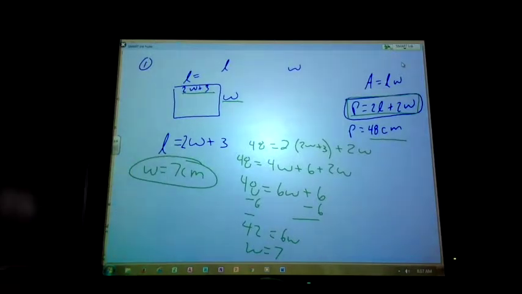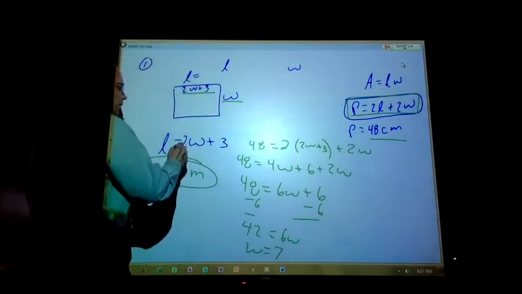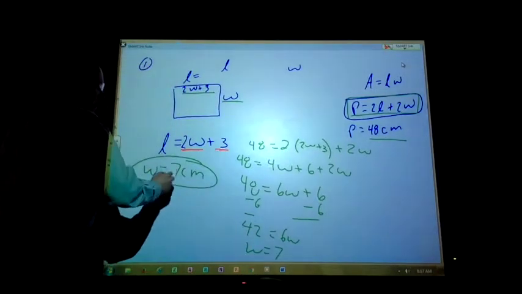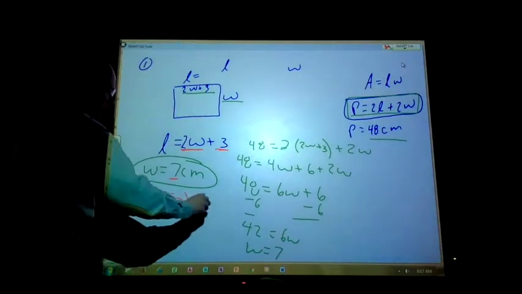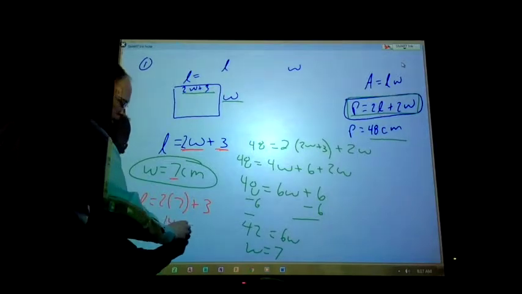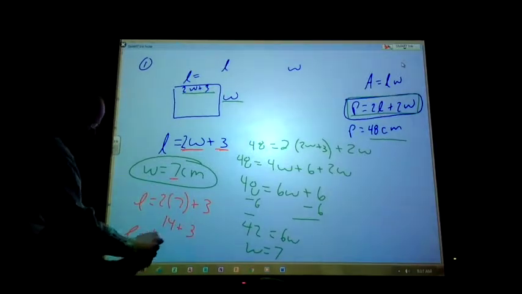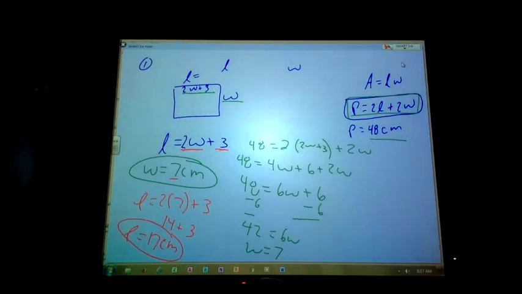So if I know my width is 7 centimeters, Casey, how am I going to figure out my length? Yeah. So they told us that the length happens to be double the width and add 3 to it. So if I know that to be 7, length is 2 times 7 plus 3. 2 times 7 is 14 plus 3. So my length is going to be 17 centimeters. So I have a rectangle of 17 centimeters for my length, and a width of 7 centimeters.